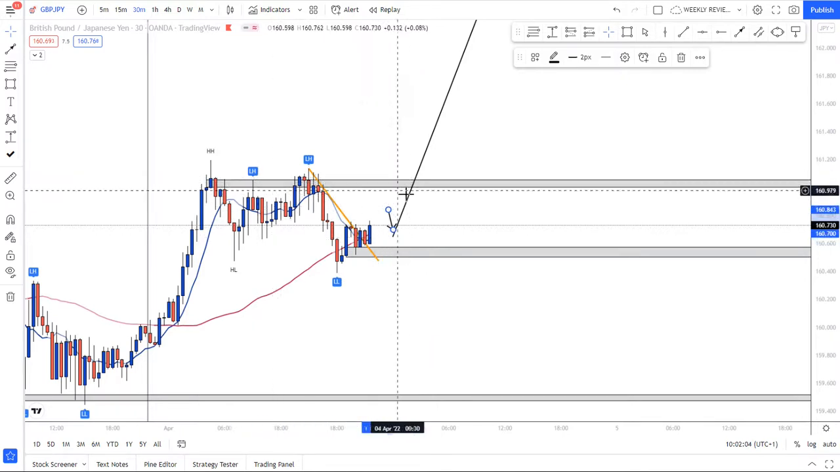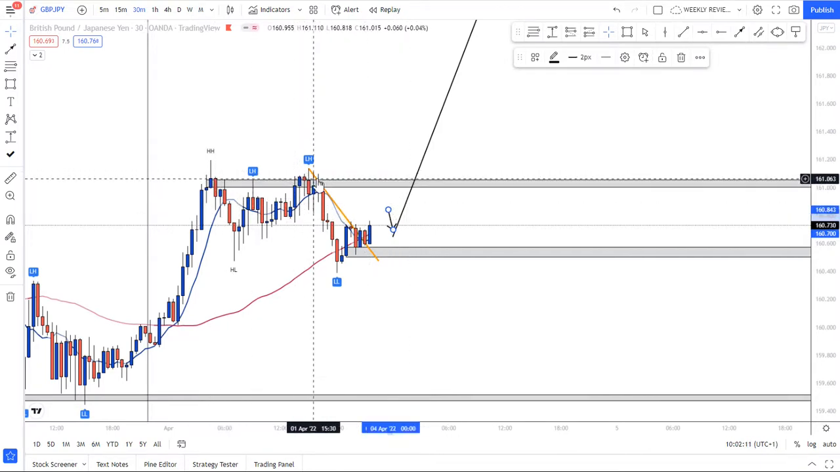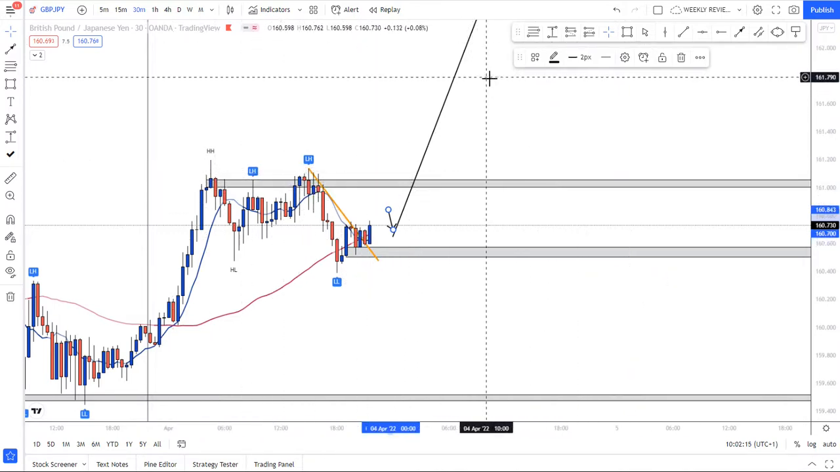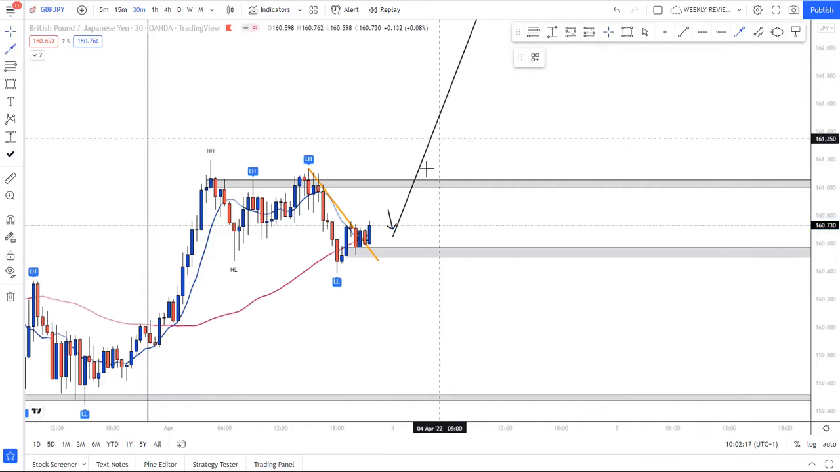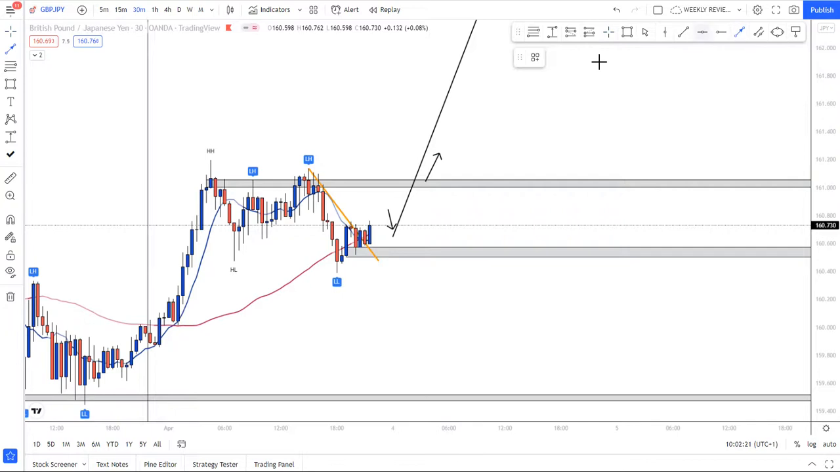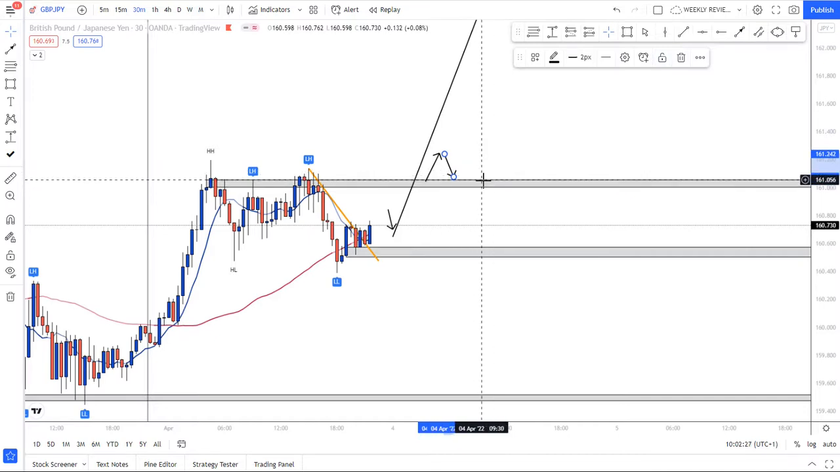I'm not going to look for a retest. I'm not going to look for that move down to the 8s for entry. I want to see a break above these highs here because we're so close to this resistance level. So my forecast is to get above here, retest this level, and look for entries around this 161.080 level.